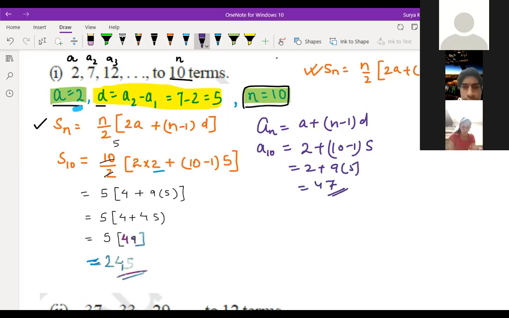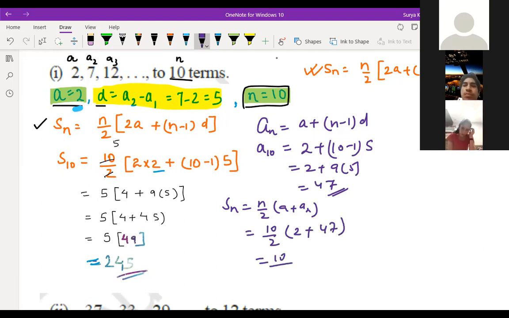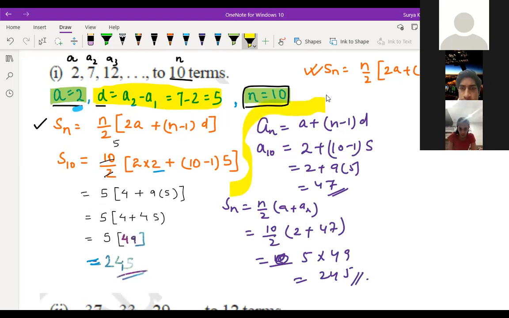Understood, children? Then you can use the same formula: Sn is equal to n by 2 into a plus an. So n by 2 means 10 by 2 into 2 plus 47. Are you getting the same answer, children? 5 into 49. Do you get the same answer or not? Got it? How to do? So there are two ways to solve, either by this method or by the first method. Is it clear to everyone, children?